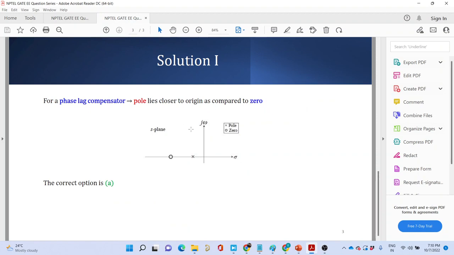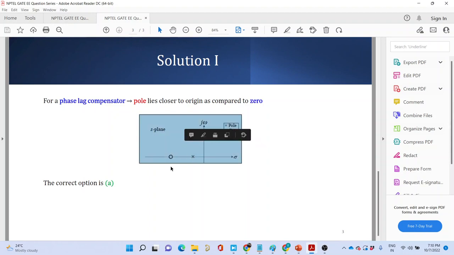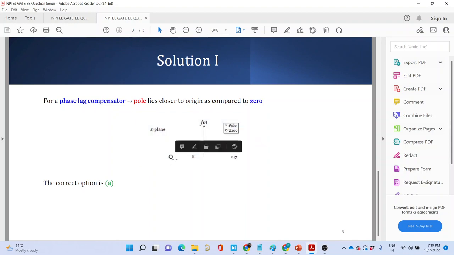Okay, so as I was telling, in a lag compensator, the pole would lie close to the origin, and the effect of the pole will be more dominant as compared to the zero, right? Because a zero contributes to lead, not lag. So when you are talking about a phase lag compensator, the pole has to be closer to the j omega axis. So the correct option is A. These are very simple sums.